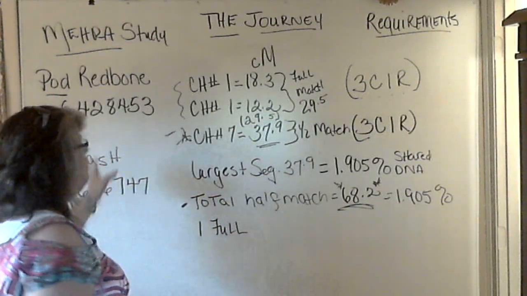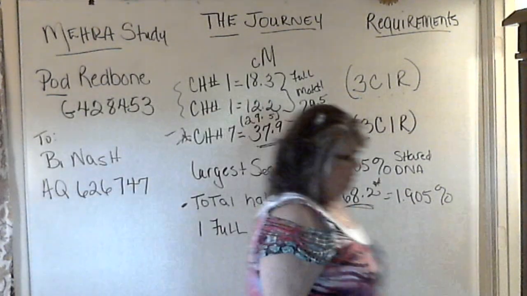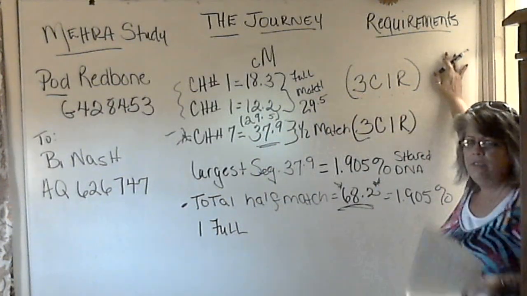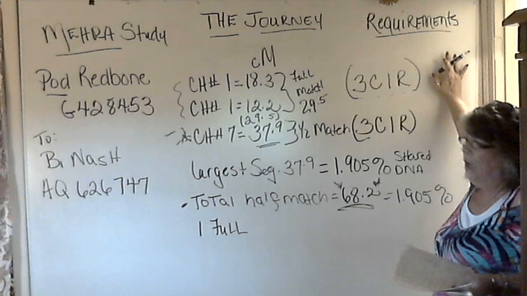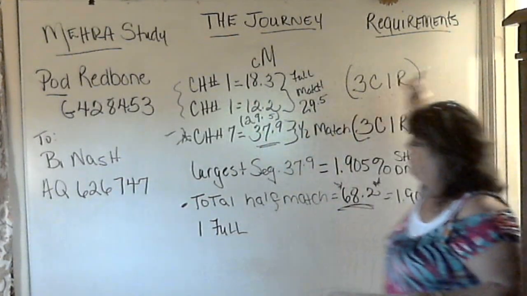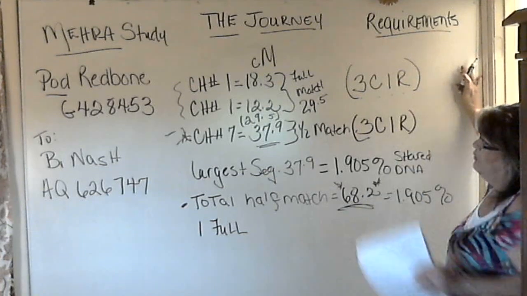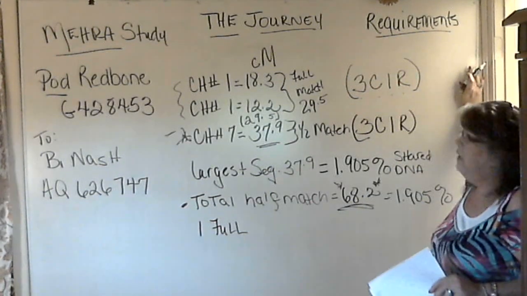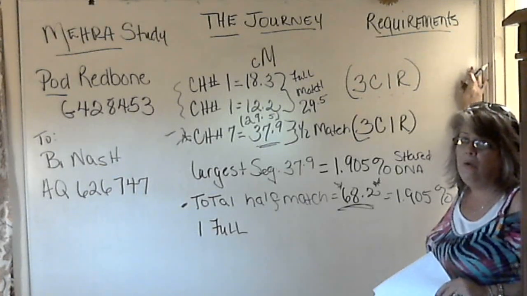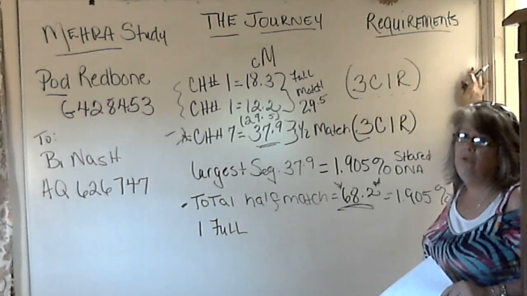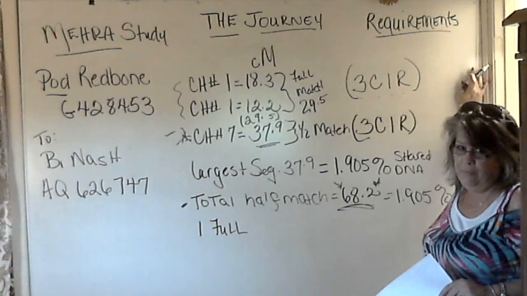Okay, so now what do I do? Whenever I get these matches and I've worked this out on my worksheet, all the matches, what chromosomes we match on, 1 and 7, we have one full match and we have one half match. Okay, so now we're going to sit down and look at our own pedigree compared to Brandon's pedigree.